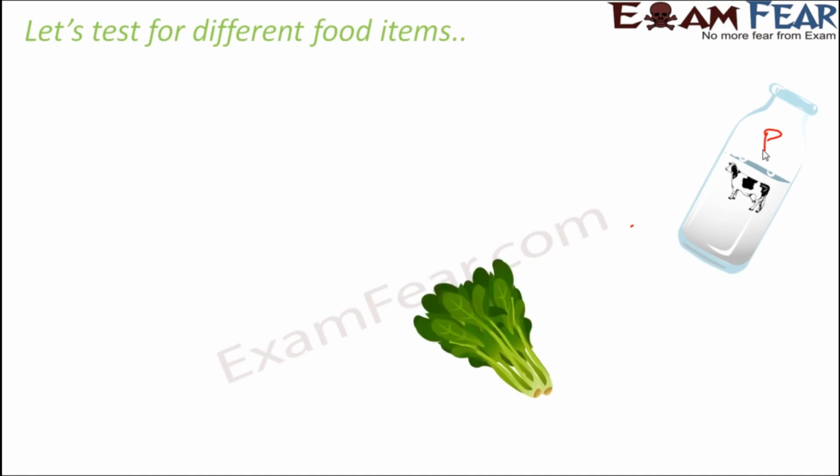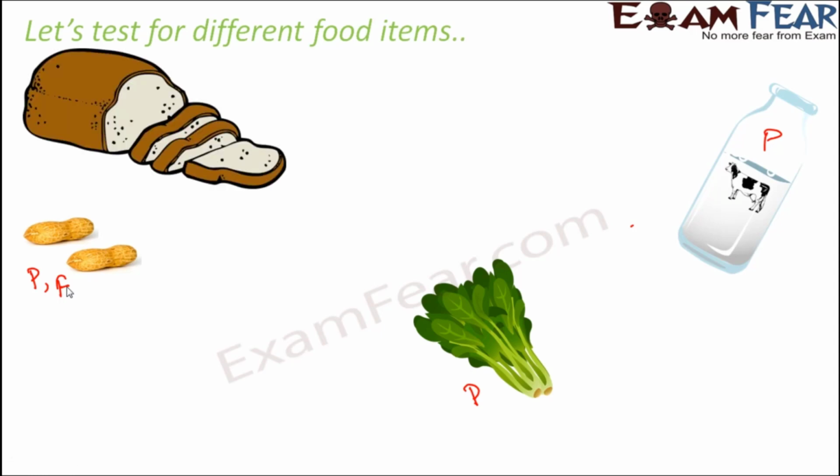So now that we have learnt about all of these three, let's test for different food items. So let's consider milk. Now when you perform all the 3 tests for milk, you would see that milk is a very rich source of proteins. So it gives a positive test for proteins. You think of spinach. So spinach also contains protein, but not in very large amounts, but in moderate amounts. You think of groundnuts. These groundnuts, they contain proteins, they also contain fats, because as I said, one particular food item can have multiple nutrients.